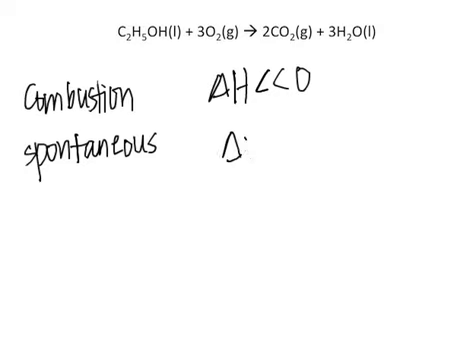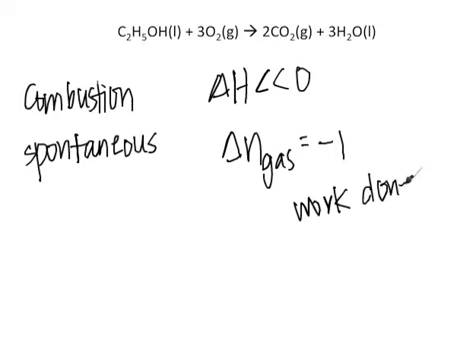The delta N for the gas is going to be -1, and so work is going to be done on the system. Positive work is work done on the system. Negative work is work done by the system.